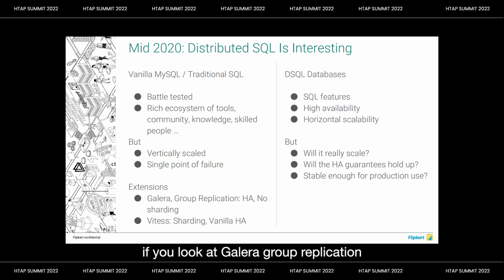Now, if you look at Galera or group replication, they solve for the HA problem, but these do not solve for the scalability because they do not shard the data. These are still vertically scaled. On the other hand, you have Vitess, which is a great solution for managing a sharded MySQL cluster. But in terms of HA, it is really providing what vanilla MySQL provides.